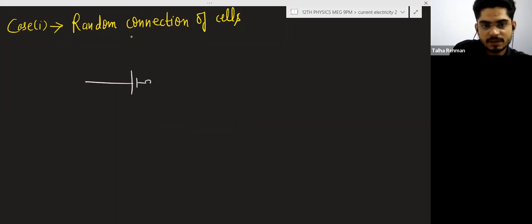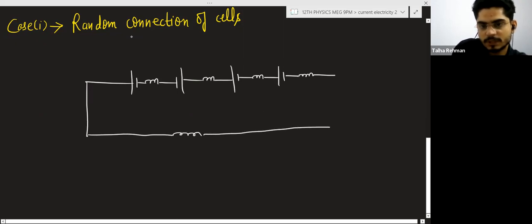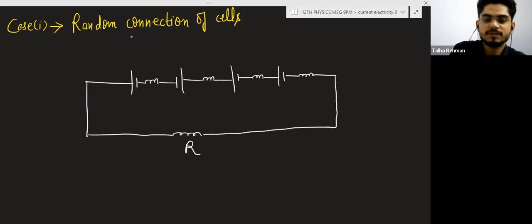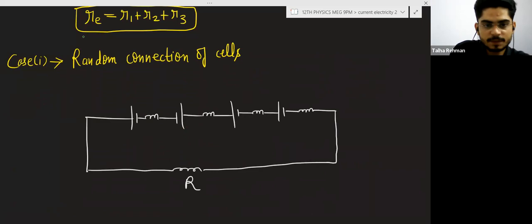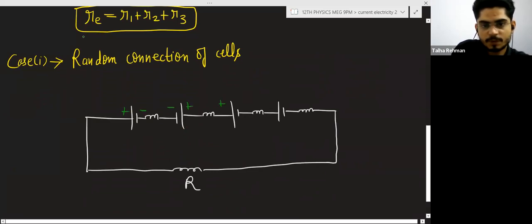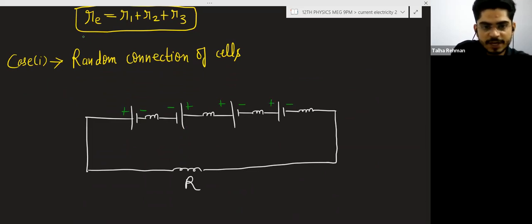suppose I have a cell with internal resistance R, and this is the cell, and this has internal resistance R, and this is the cell. This time, four cells are connected in series. And this is the external resistance R. So now you can see here, this is positive, this is negative, negative, positive, positive, negative, positive, negative. So here negative is connected with negative, positive is connected with positive, and also negative is connected with positive. So there are various connections here.